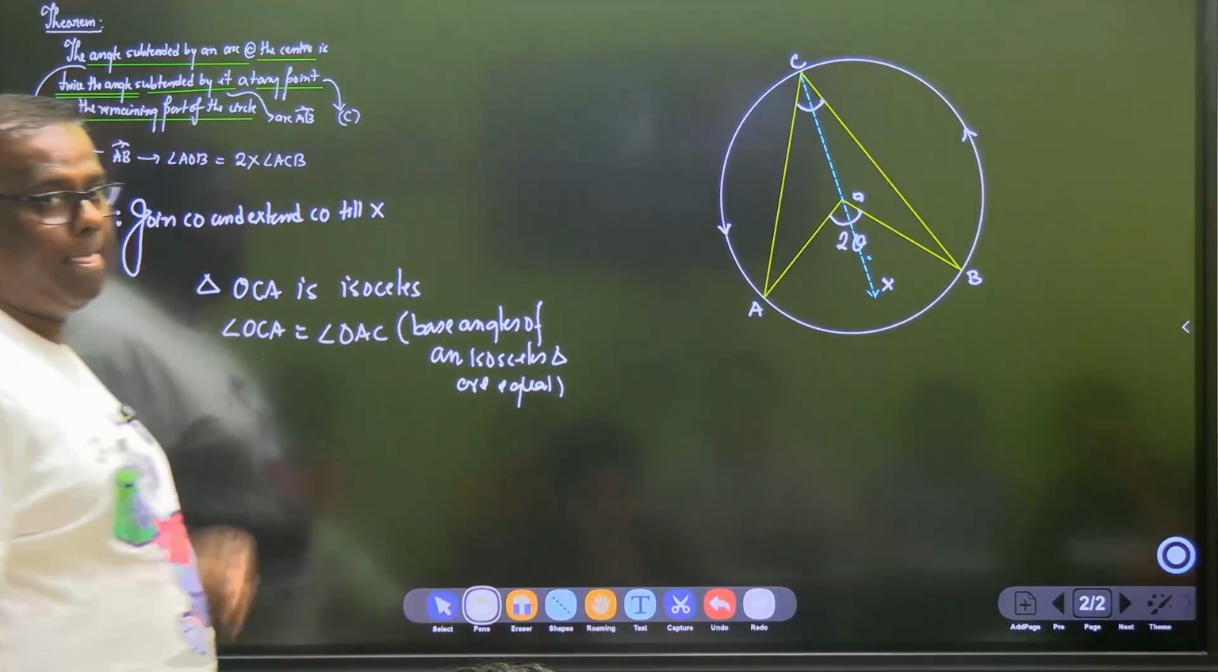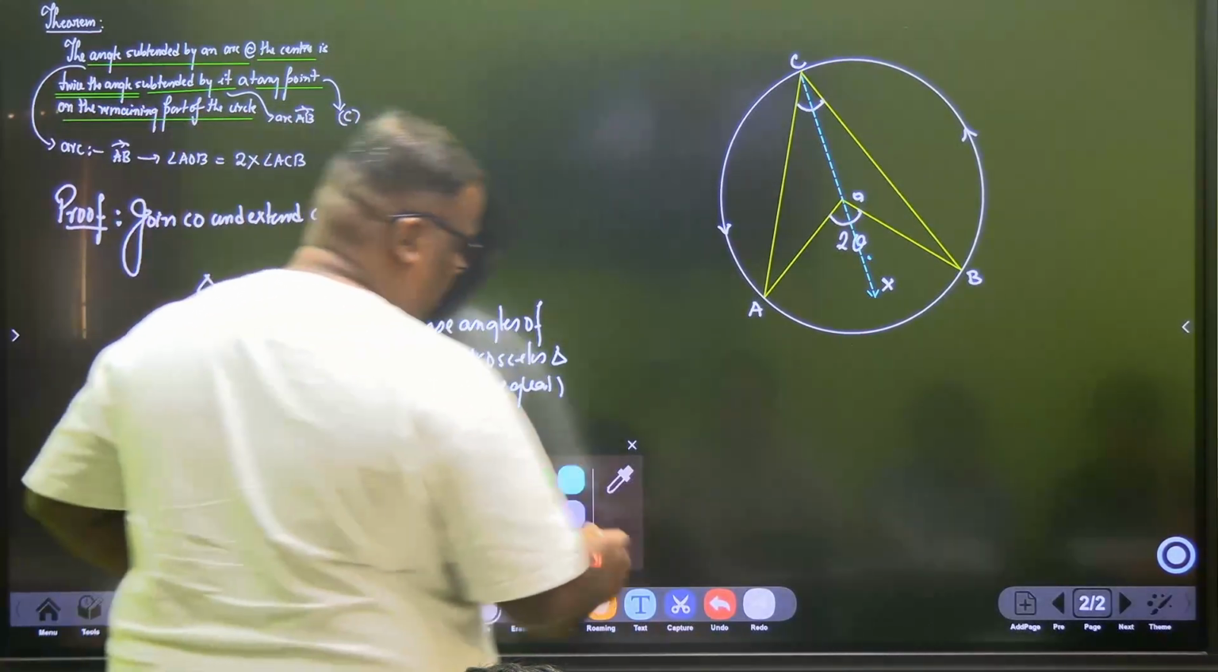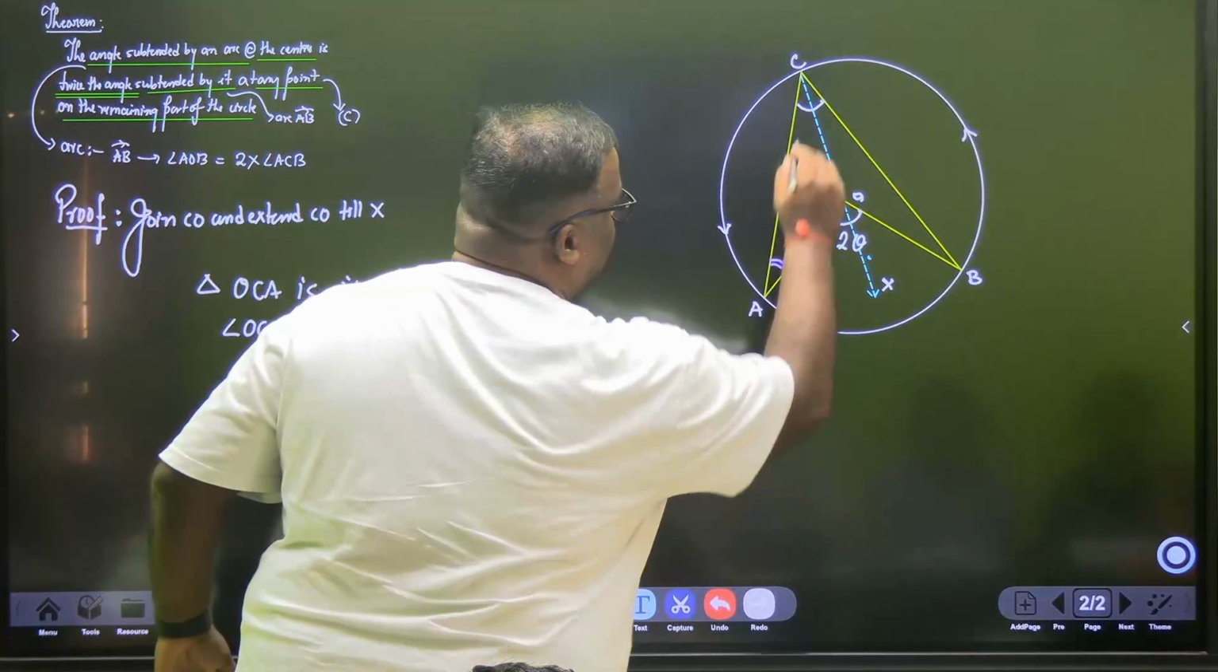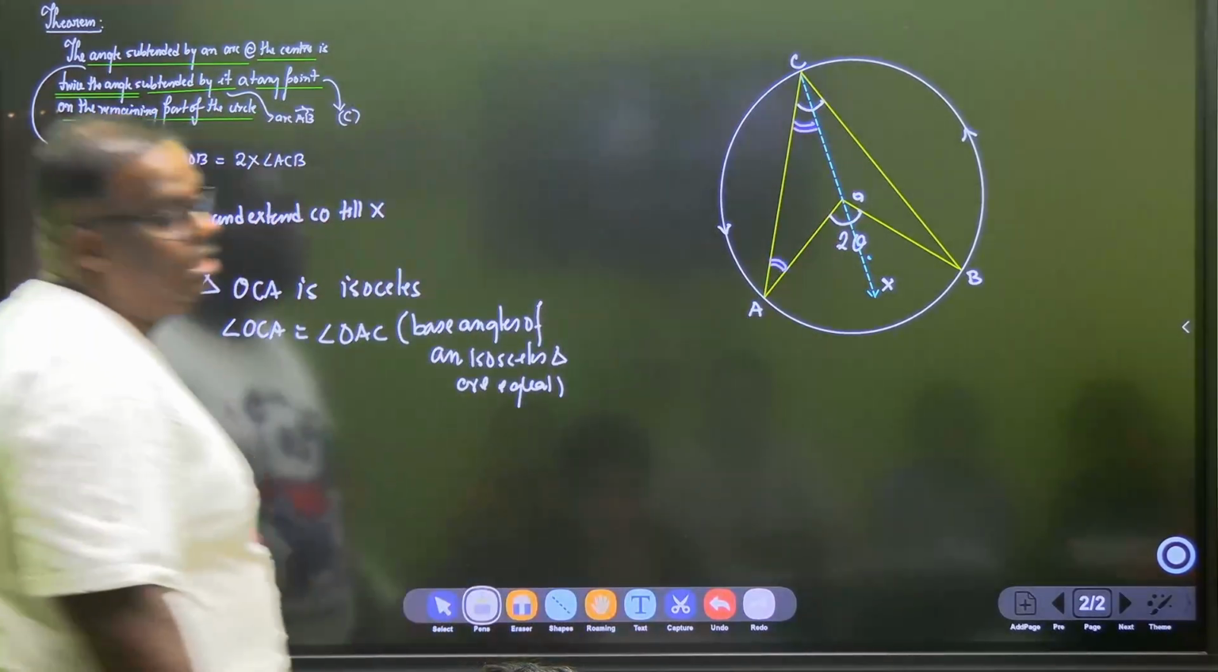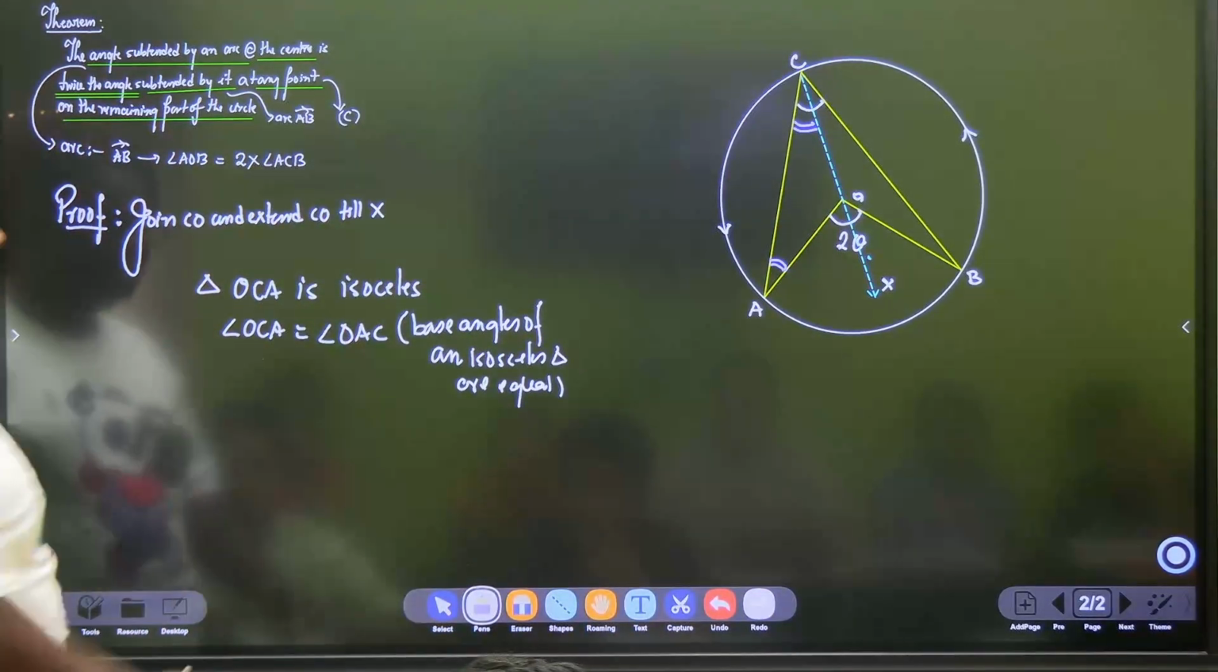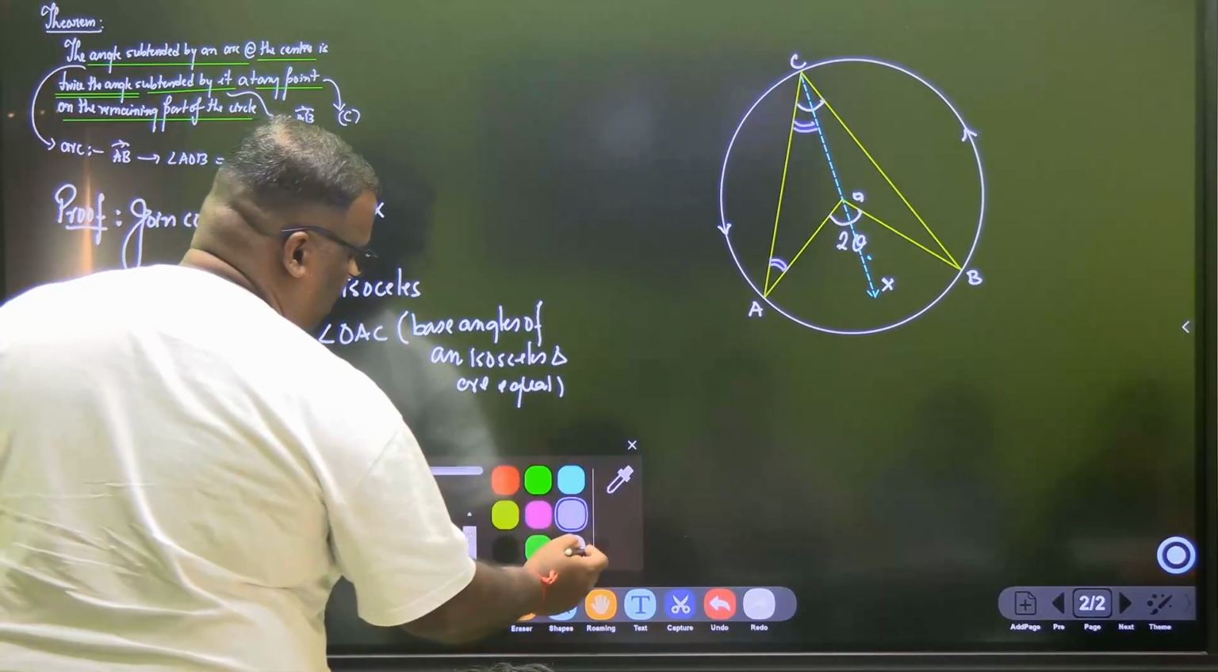Have you understood? What did I write? I wrote that this is an isosceles triangle, so this angle should be equal to this angle. Is this clear? Okay. Then further, what I'm writing, just see.